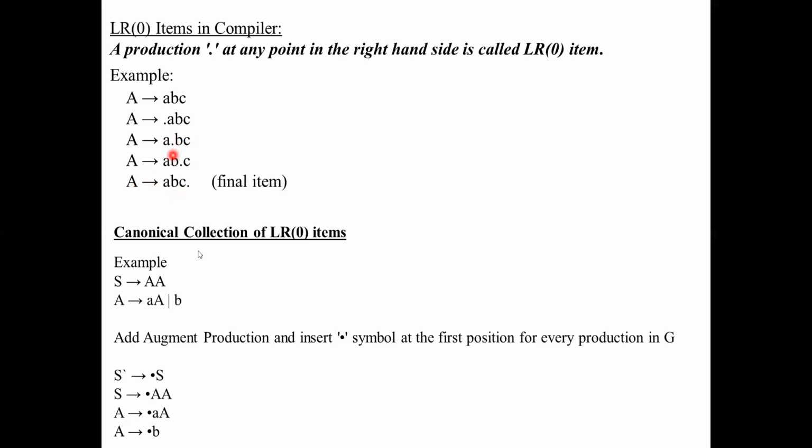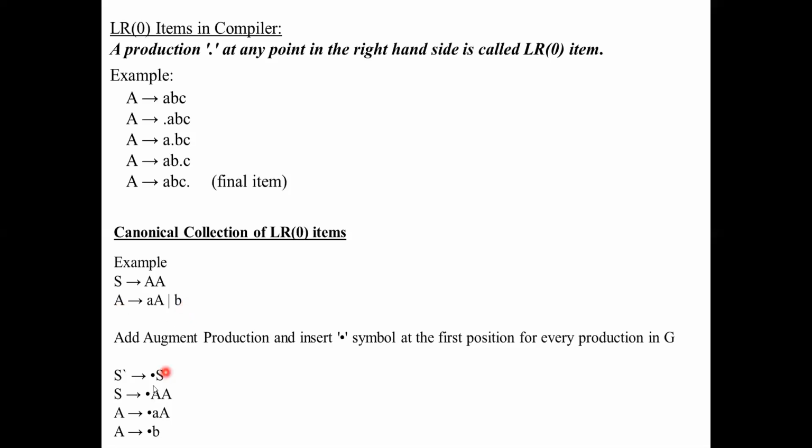Now, the canonical collection of LR0 items. How do we calculate, or generate, the canonical collection of LR0 items? This is an important thing for LR0 table construction. Let us take the smallest example so you can easily understand everything. S tends to AA and A tends to small a, capital A, or B. First we augment this grammar. What are the rules for augmenting the grammar? We just introduce one new symbol, named S dash, so S dash tends to S. This is the augmented part.